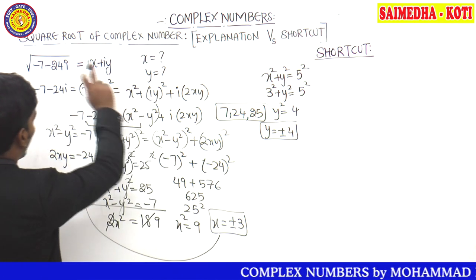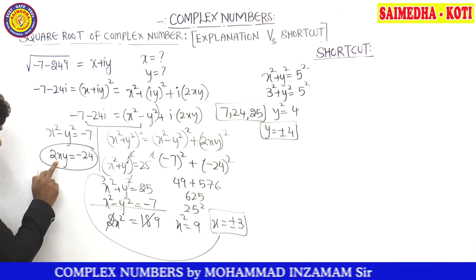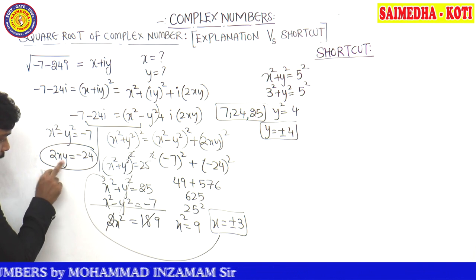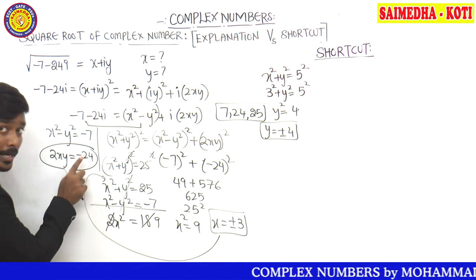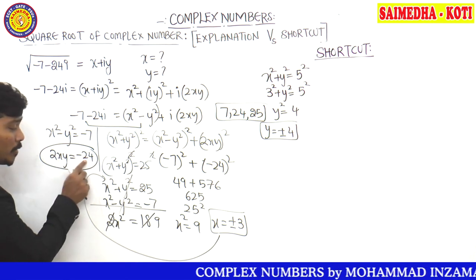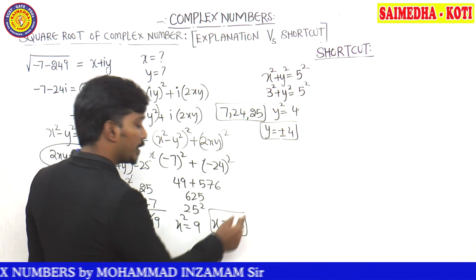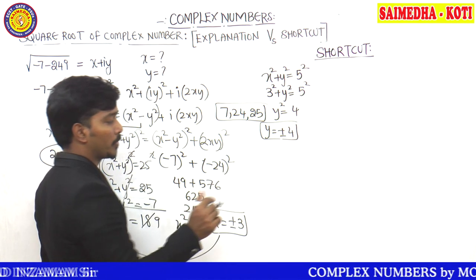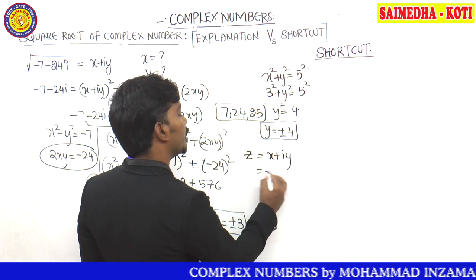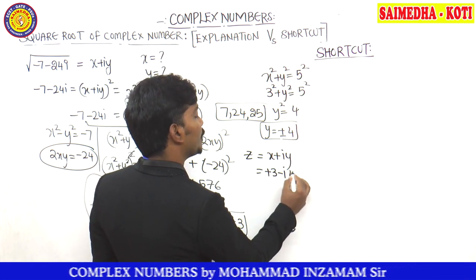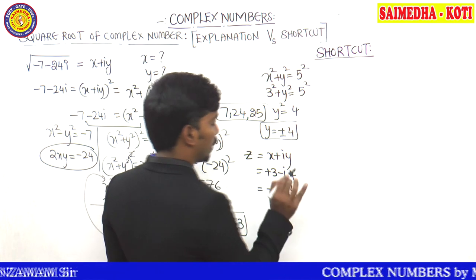How to write it in this form? Observe, this term is very important now. That is the multiple of x and y, that is if you multiply both values, the answer is going to become what? A negative value. If you multiply x and y, the answer is negative. That means if you take plus 3, you need to take minus 4. If you take minus 3, then plus 4. So how are we going to write? z is equal to x plus iy, guys. We can write here plus 3 minus i4 or minus 3 plus i4 you need to write.